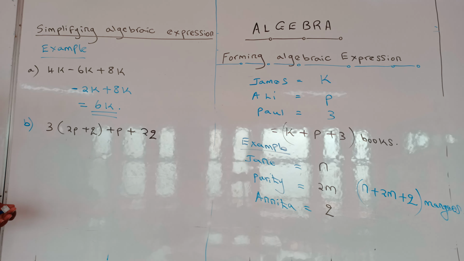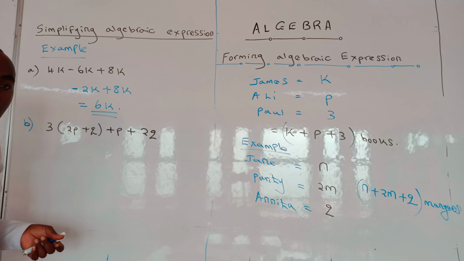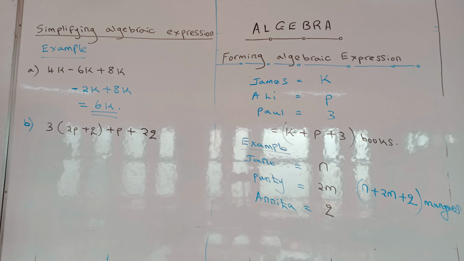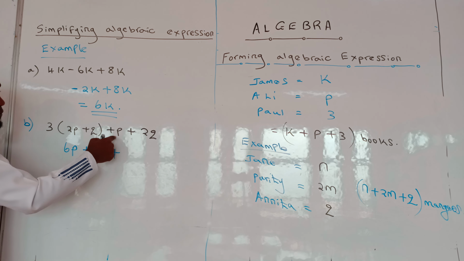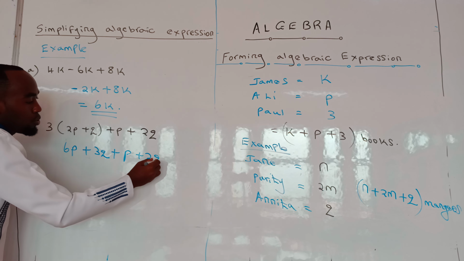Now, let's consider such a question. In such a question, step number 1, we need to open the bracket. That is the first thing. Therefore, 3 times 2p will give us 6p. 3 times q will give us plus 3q. Then we have plus p plus 2q.